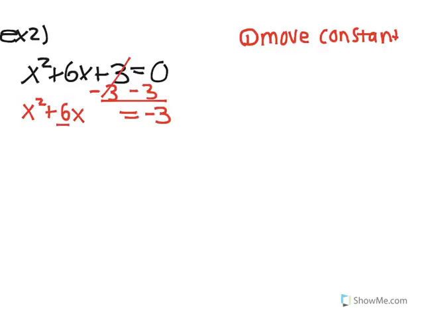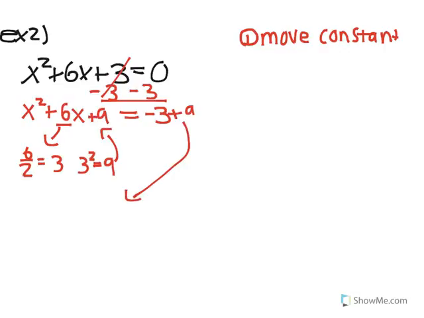Then I take the second coefficient, divide it by 2, and I square that number. Then I add it to both sides. So plus 9, plus 9. And that equation becomes, I'm going to use a new color, x squared plus 6x plus 9 is equal to 6.